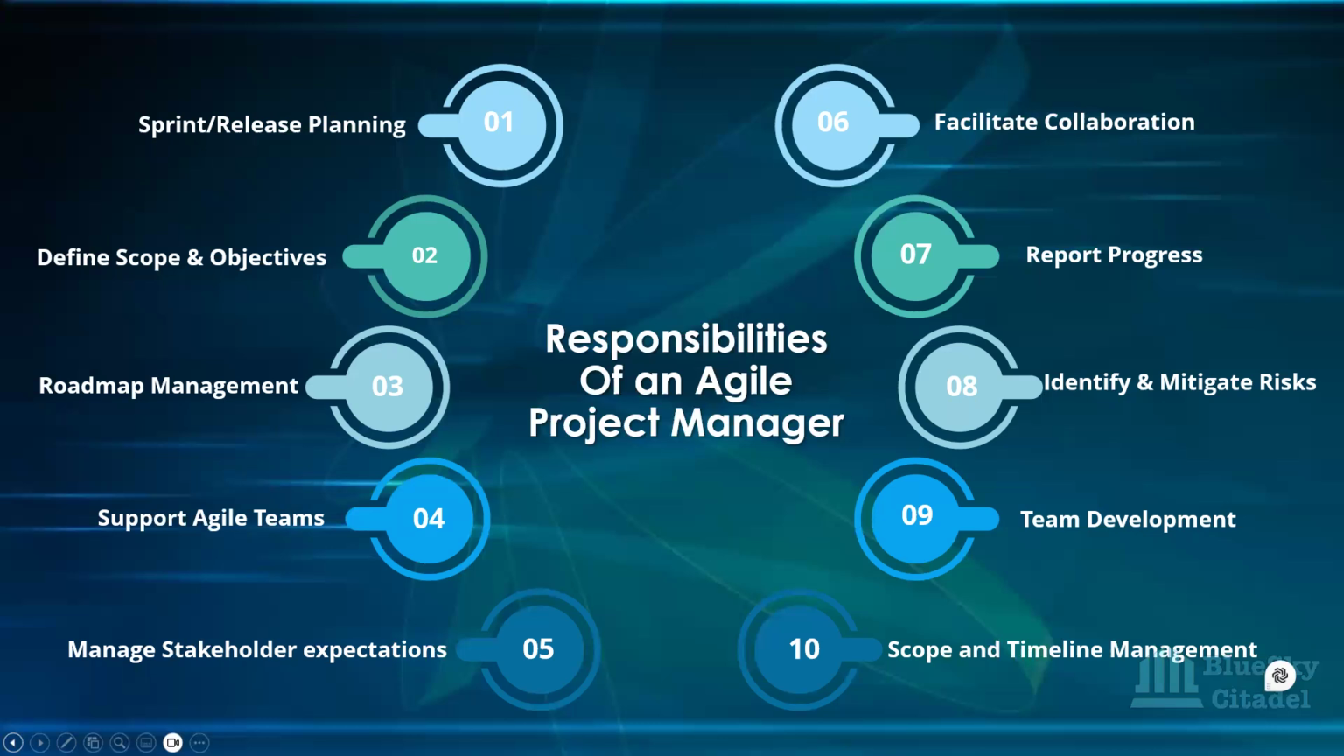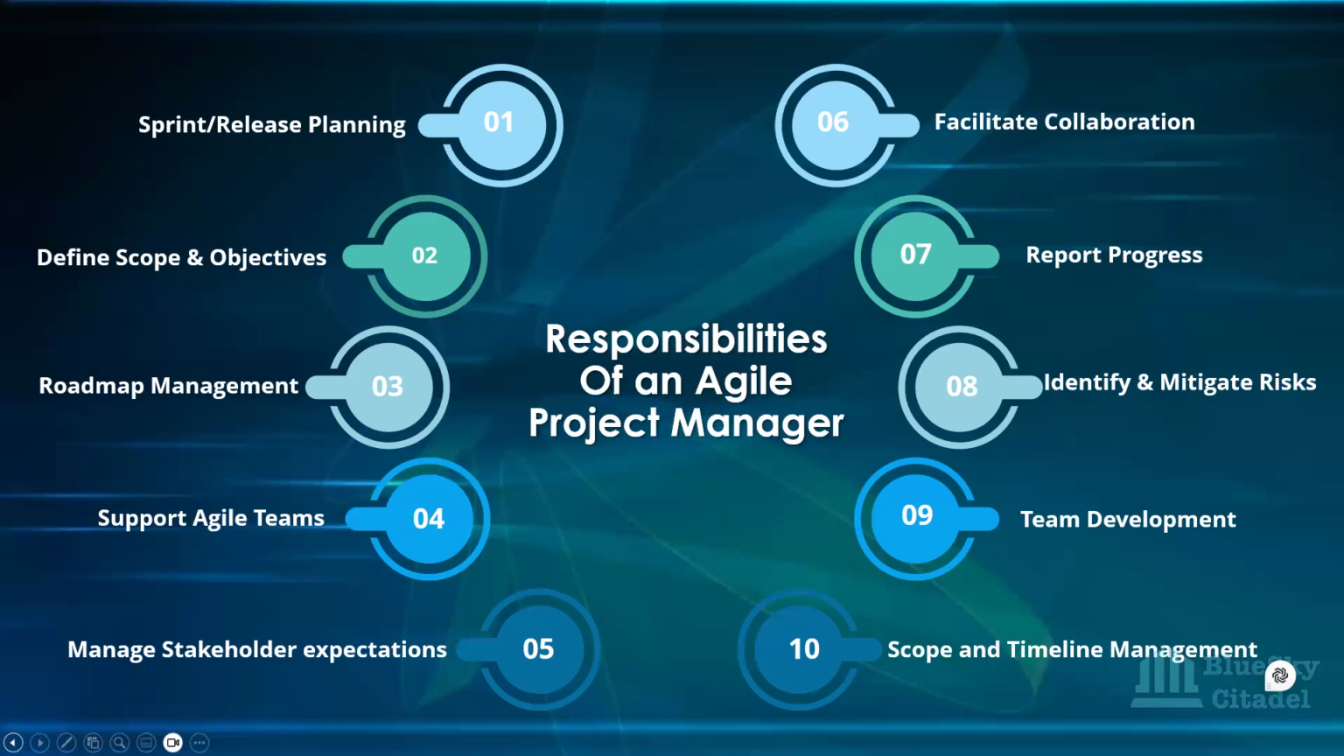Number 9, team development. You want to support your team depending on how mature your team is in agile methodology. You want to make sure that there's team development. You want to be the champion for continuous improvement, the champion for continuous learning, and really promote that culture within your team or the teams that you work with.